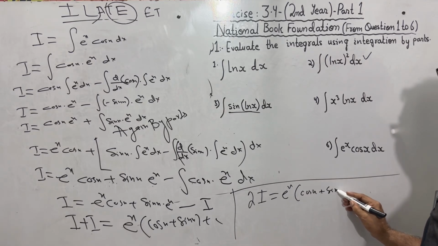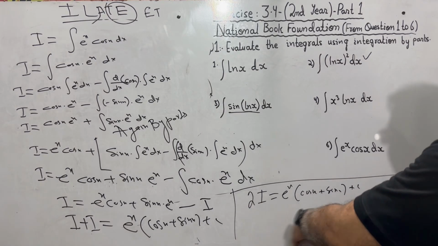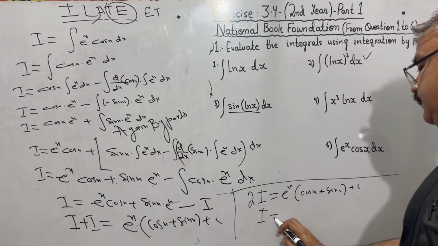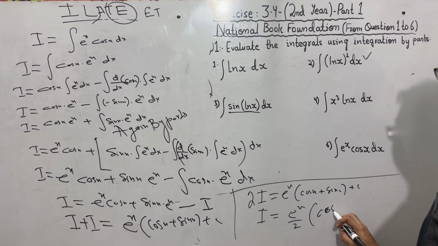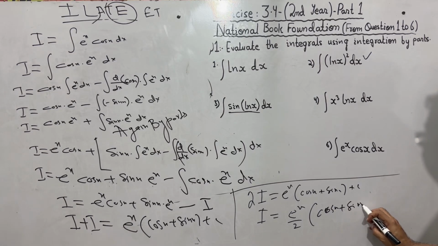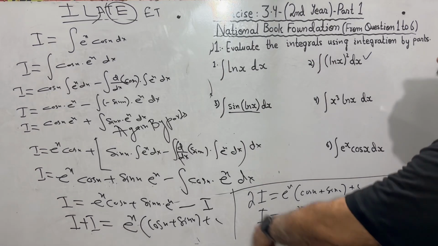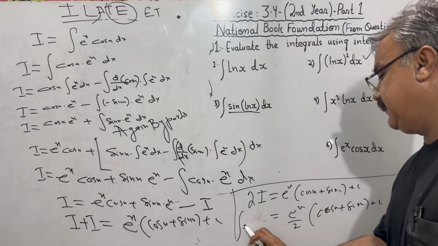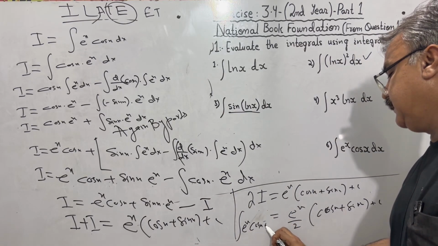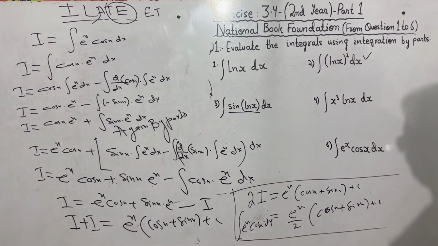Cos x plus sin x, dividing by 2. I is equal to e raised x divided by 2, times cos x plus sin x, plus c. Our I is no doubt the integral of e raised x cos x dx. That's our answer.